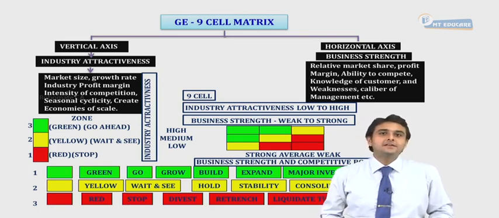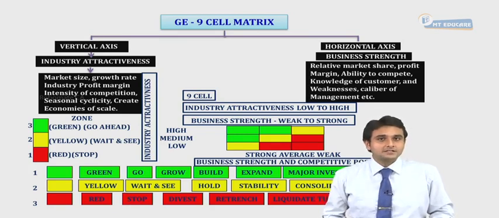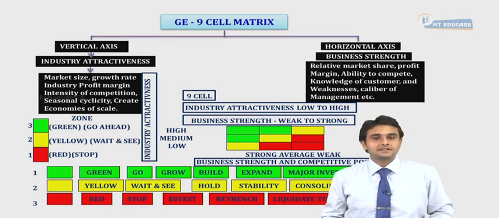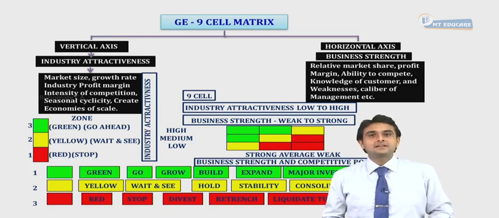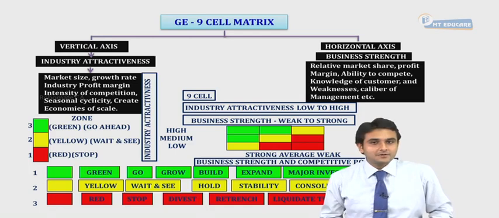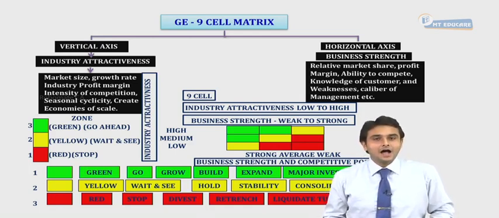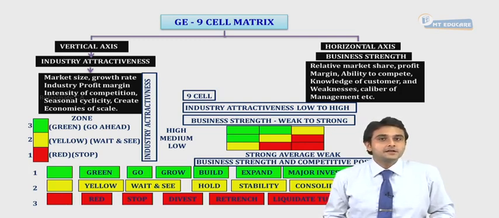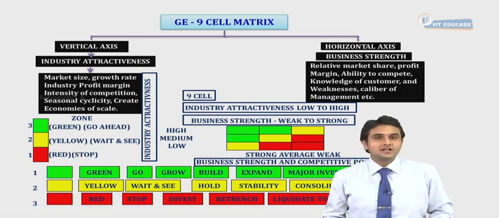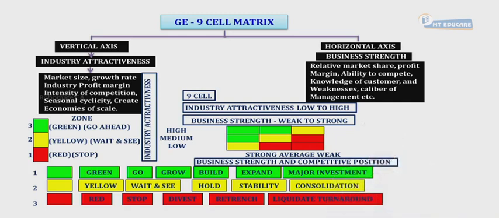And this matrix primarily indicates the products in terms of the colors used in traffic signal lights. Now, if we observe a little, this matrix contains 9 cells, that is 9 boxes. The green boxes are those products which give me a green signal, which means I have to go ahead, I have to grow, build and expand those products. The yellow boxes are those products which force me to wait and watch because of the uncertainty.